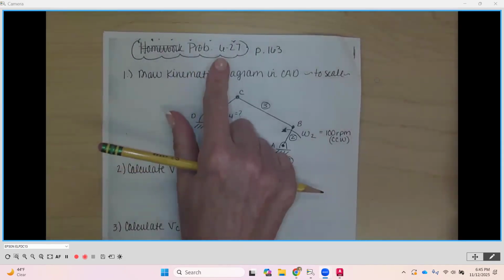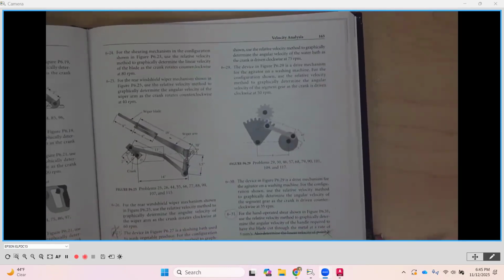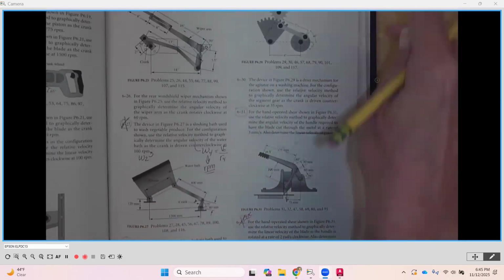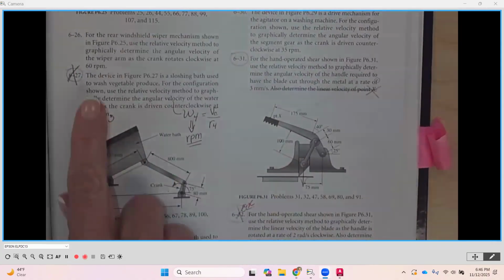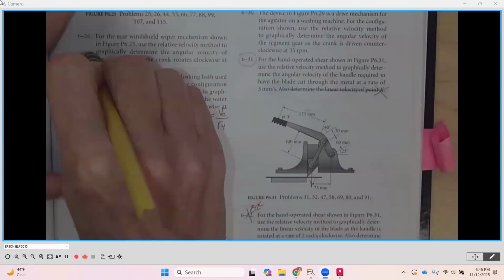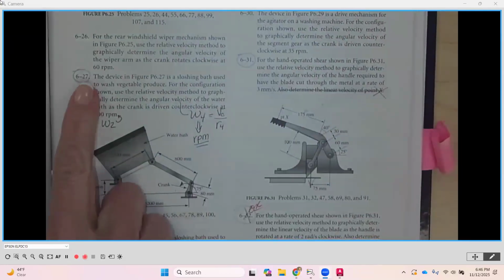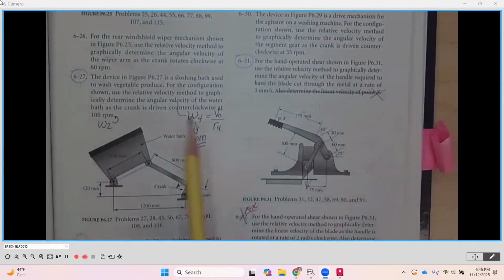So it is looking at problem 6-27, which is on page 163, and it is down here. I shouldn't have it crossed off. So it's part of our practice problems. It's just not an assigned problem.